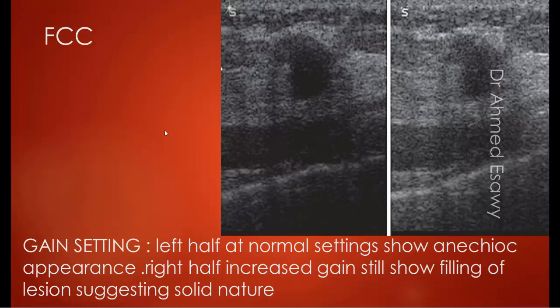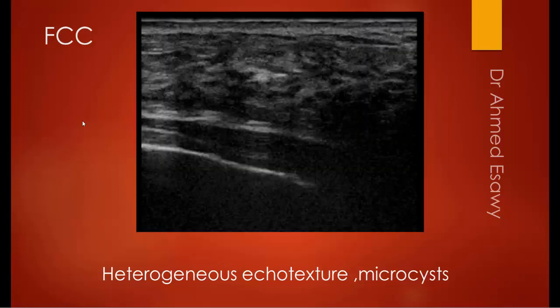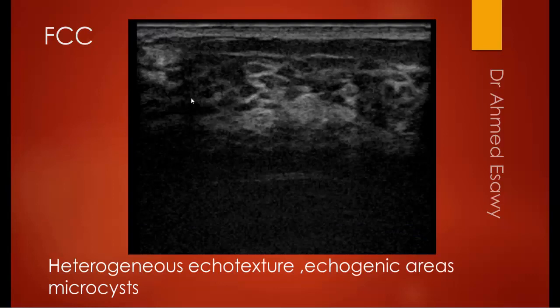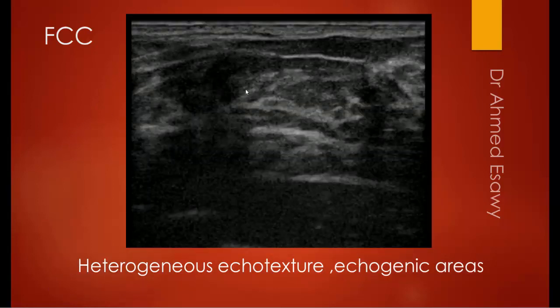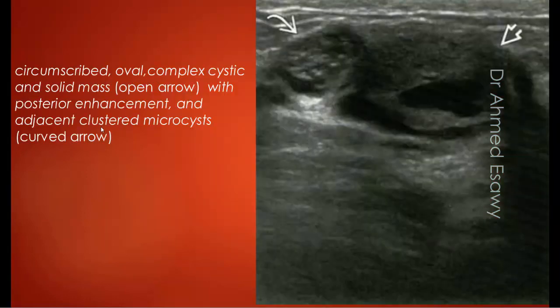This is fibrocystic change. Heterogeneous echotexture and echogenic areas in fibrocystic change. Heterogeneous echotexture and multiple microcysts. Heterogeneous echotexture, echogenic areas, and microcysts. Heterogeneous echotexture and echogenic areas due to fibrosis. Oval hypoechoic mass with multiple small cysts in fibrocystic change. Circumscribed oval complex cystic and solid mass with posterior enhancement and adjacent clustered microcysts in focal fibrocystic change.